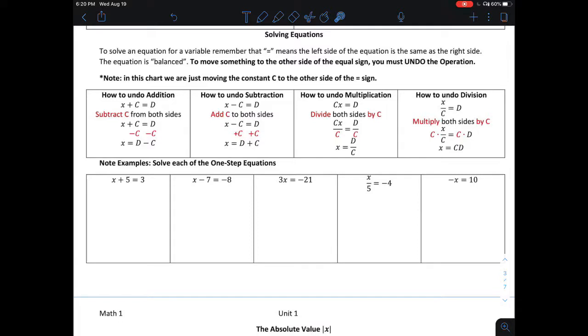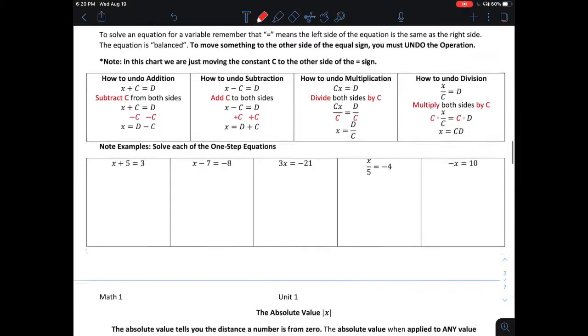And lastly, to undo x being divided by a number, I would need to undo division, which means I'm going to multiply both sides by c. And so if I were to take the x over c and times it by c itself, that's going to cancel out that division right here and leave me with just x. And then c times d is just going to be c times d, or whatever the product is of those two values. So we'll work here and we'll get an example of each scenario.